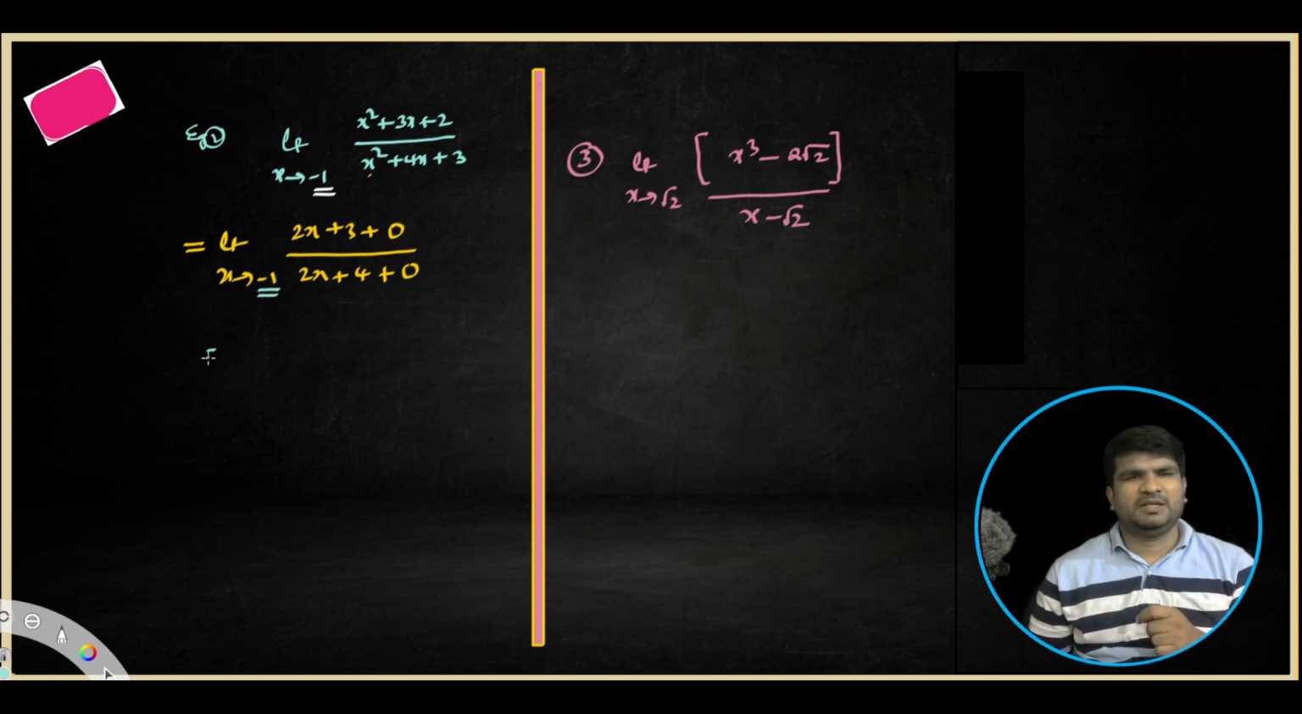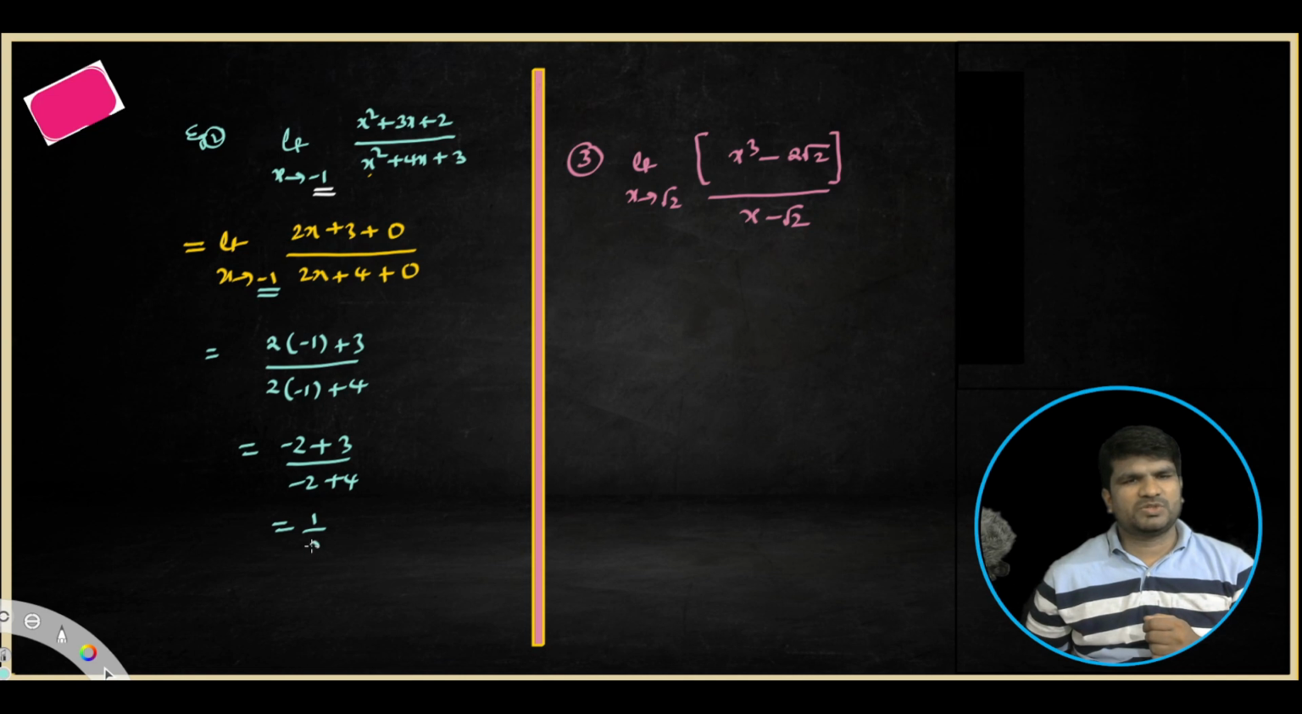Now applying the limit. Here x tends to minus 1, meaning x is approaching minus 1. So in the place of x we have to write minus 1. So 2 times of x, meaning minus 1, plus 3, whole divided by 2 times of x, meaning minus 1, plus 4. So 2 1s are minus 2 plus 3, 2 1s are minus 2 plus 4. So 3 minus 2 is 1 and 4 minus 2 is 2. So our answer is 1 by 2. If you put x equals minus 1 directly, we are getting the 0 by 0 form. Whenever you get 0 by 0, use L'Hospital rule.